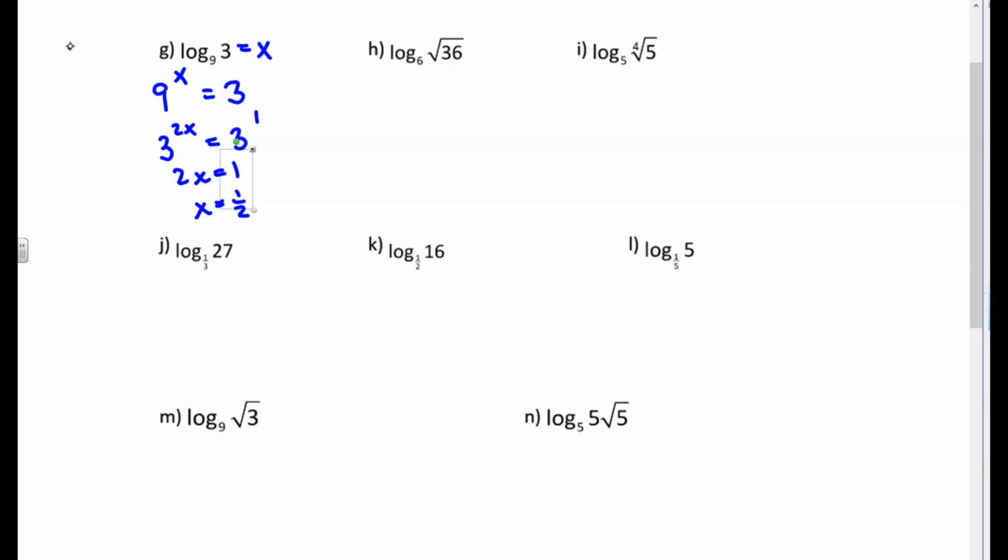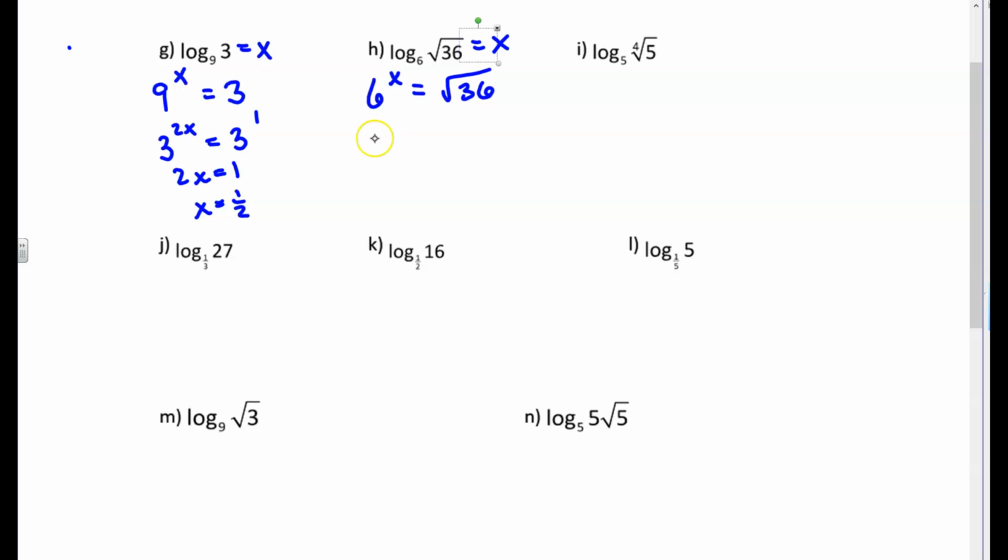And if you think about this guy, 9, the square root of 9 is 3, and the square root is the same thing as taking an exponent of a half. So 9 to the 1/2 would get me 3, so my x value is 1/2. Let's do something similar here. Let's set that equal to x. I'm going to say 6 to the x equals root 36.